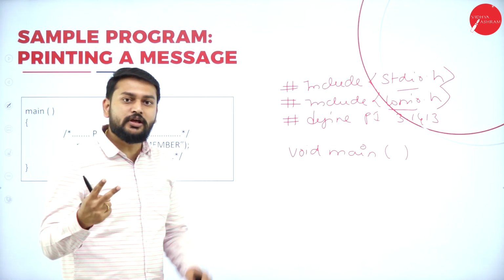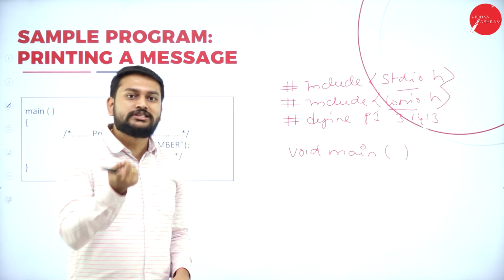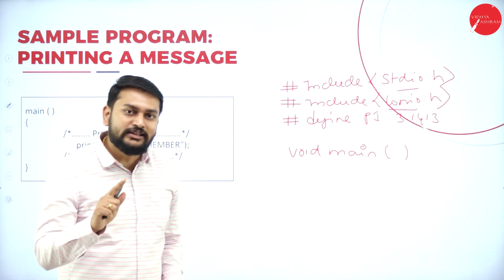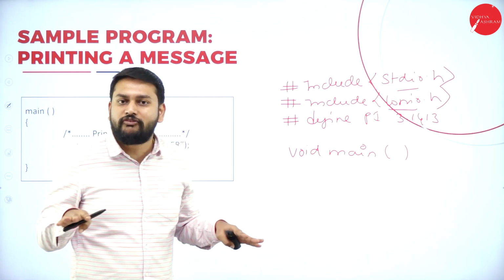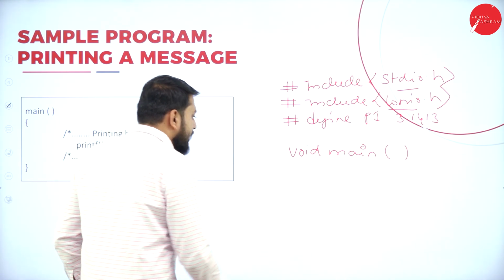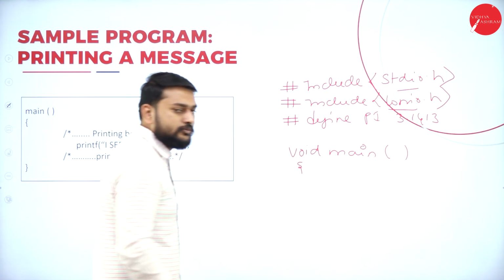How many return types are there? As of now 2 types. One is int, another one is void. Int means it returns a value. Void means it will not return the value. So fine. Open flower bracket.